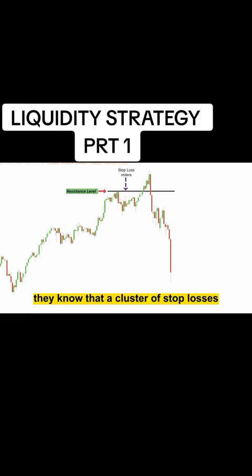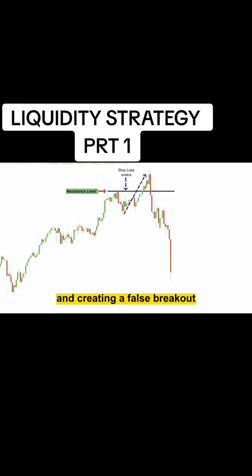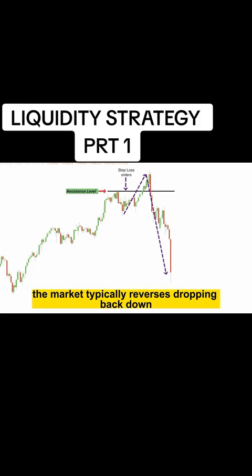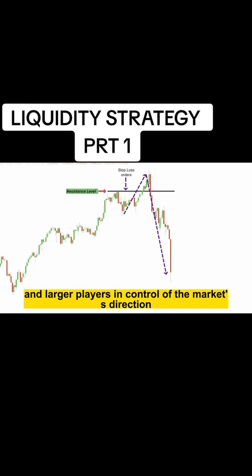They know that a cluster of stop losses from short sellers is sitting just above the resistance level. To capture these orders, they may push the price slightly above the resistance level, triggering the stop losses and creating a false breakout. Once the liquidity is grabbed, the market typically reverses, dropping back down, leaving retail traders trapped and larger players in control of the market's direction.